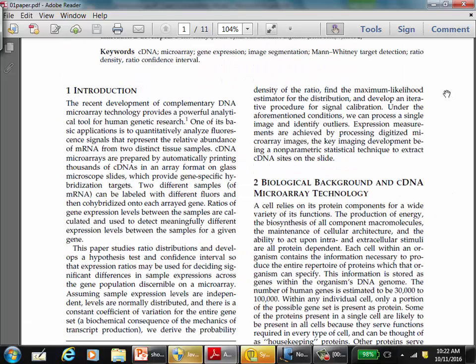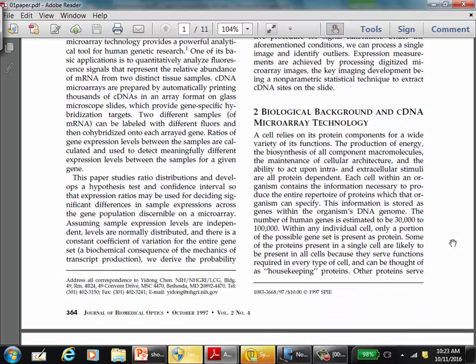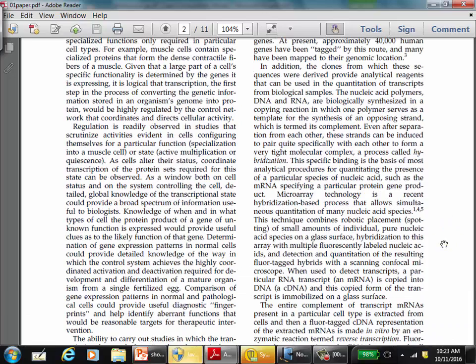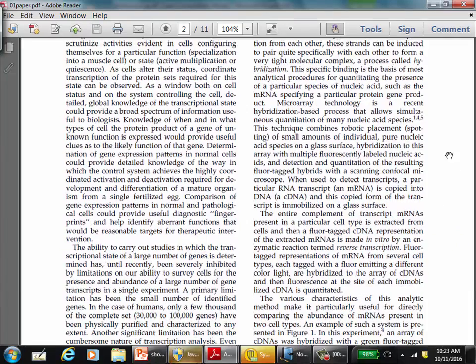So this is the introductory section, basically elaborating on the abstract. Then section 2 is the biological background and cDNA microarray technology, right? This talks about transcription and genes and genome and so on. So you should be able to easily read through it. Should be no problem. If there's a problem, let me know, right? Transcription, translation, and so on, okay? Then complementary DNA, hybridization, all of those things, right? Then you keep going.